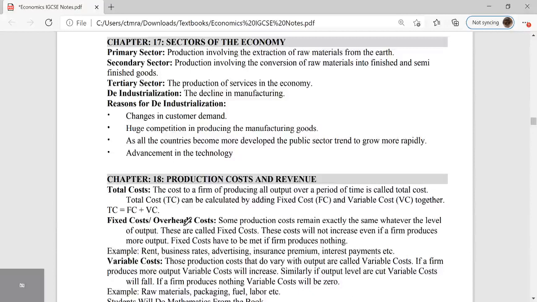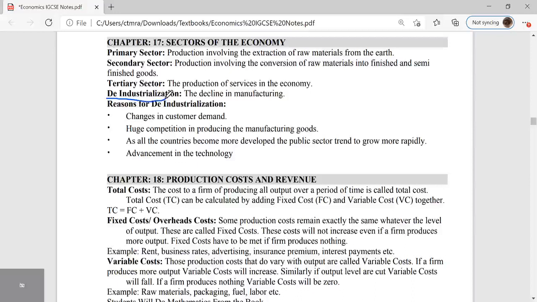Then tertiary sector includes production of services. Okay. And that's an important term over here, deindustrialization. So deindustrialization means a decline in manufacturing. Okay, that means the manufacturing is falling. Okay, so it's a trend in the developed countries. In developed countries, you will find that the workers in the manufacturing industry are losing jobs, and there are lots of opportunities coming up in the service sector.